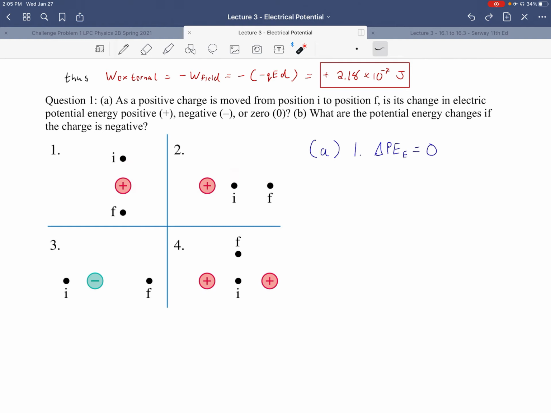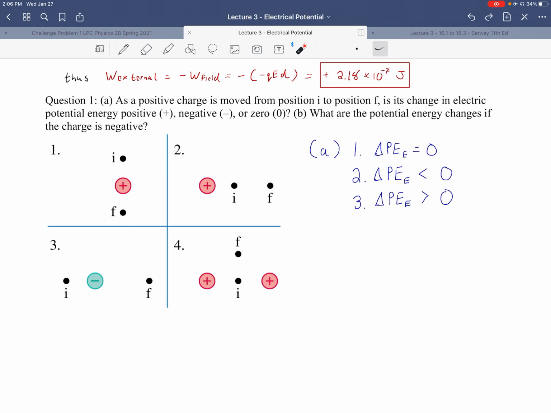All right, so in this case, the potential energy change is 0 because I'm just as far from the positive charge in both cases. In case 2, the change in potential energy is less than 0. I've lost potential energy because when a positive charge is very close to another positive charge, it has a long way to fall. As I get further away from that positive charge, I have less distance to fall. Thus, I've lost potential energy. I've gone downhill. The further away I move from the positive charge, the more I've gone downhill.